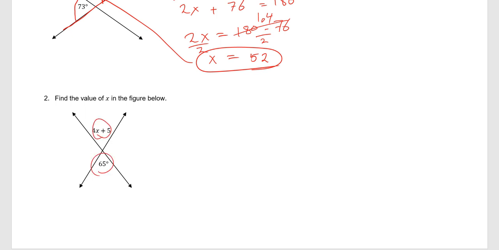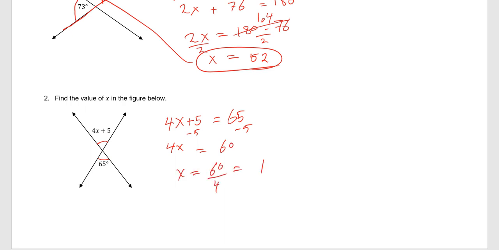4x plus 5 and 65. So these are congruent, right? Why? Well, because they're vertical angles, and vertical angles are congruent. So we can set them equal to each other. 4x plus 5 equals 65. So subtract 5 from both sides. 4x equals 60, so x is equal to 60 over 4, which is 15.